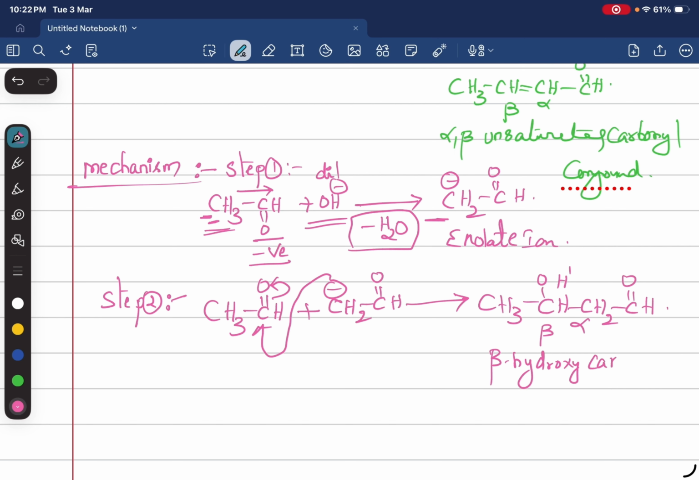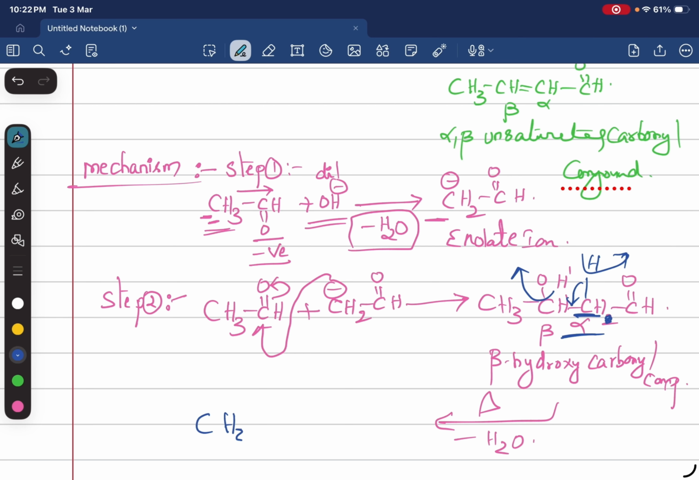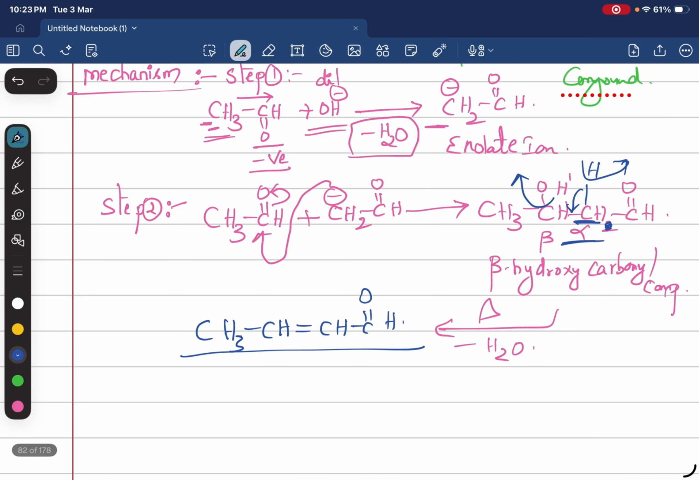This beta hydroxy carbonyl compound on heating loses H2O. How does it lose H2O? This alpha carbon is beside the CHO group, so it is more acidic. It loses H plus ion, and this bond will shift over, so that OH goes out as OH minus. Then what is the result? CH3 CH double bond CH C double bond O. That's how the alpha beta unsaturated carbonyl compound is going to form.